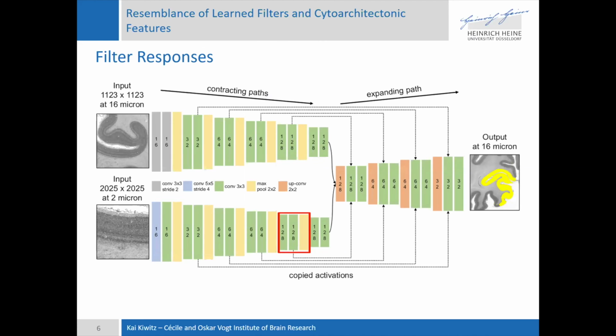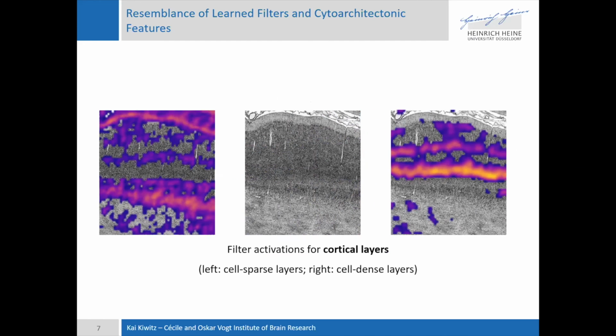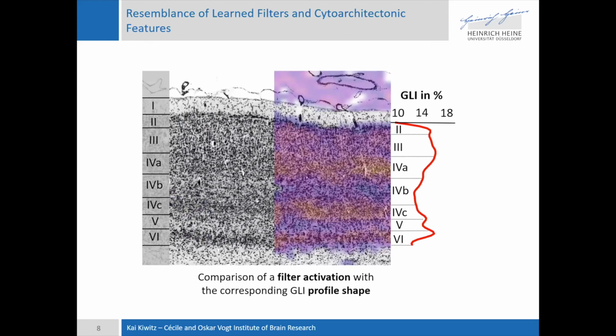If we go deeper into the tool, we find filter activations for cortical layers. This is an excerpt from the primary visual cortex, and what you can see on the left side is a filter activation for a cell-sparse cortical layer, and the composing filter on the right side shows you a filter activation for the more cell-dense cortical layers. And if we compare these filters to the GLI approach, which is the current gold standard technique for cytoarchitectonic mapping, we see that it actually fits quite well to the profile shapes of the GLI.